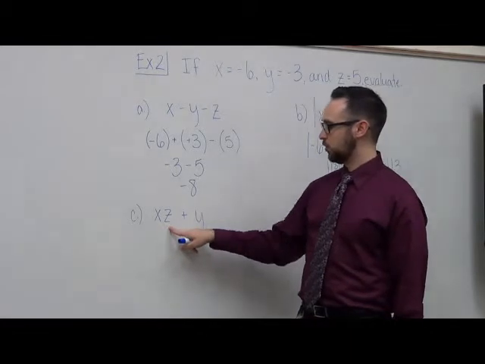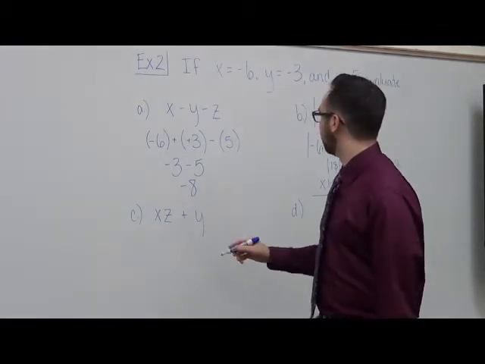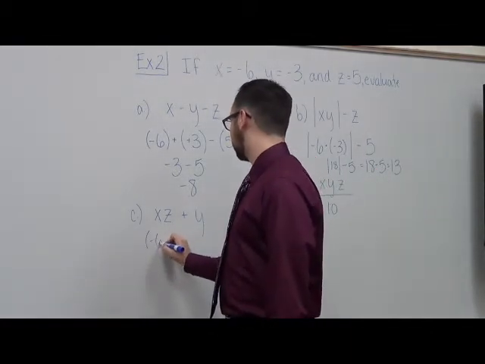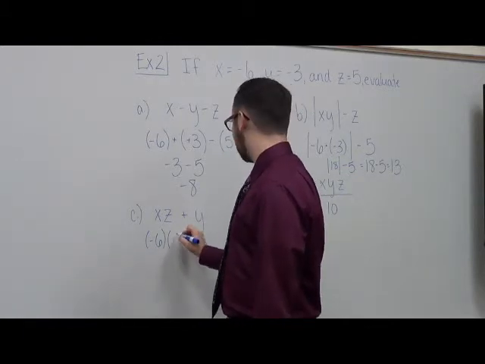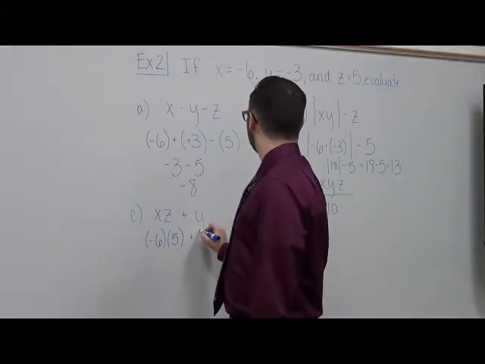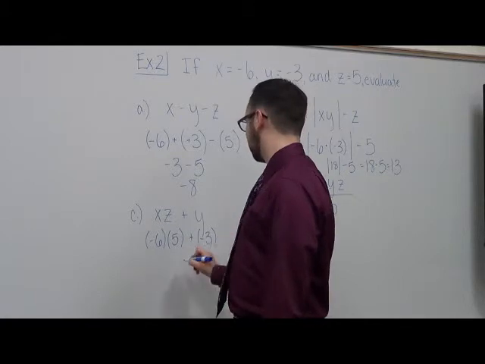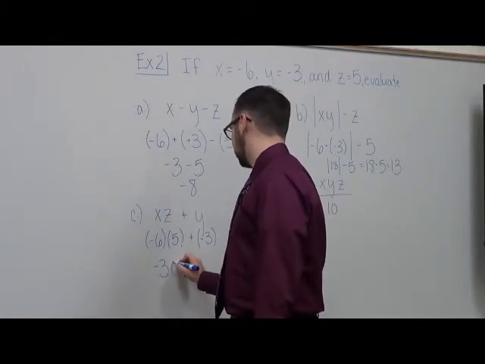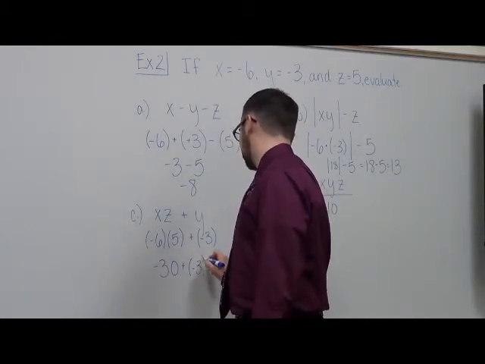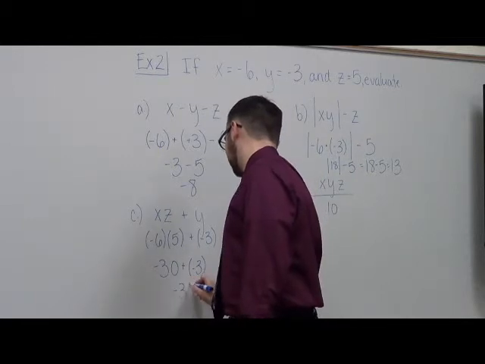Again, no symbol between it means multiplication, so we're going to have -6 times 5 plus a -3, so that's -30, plus a -3, it's going to give us a -33.